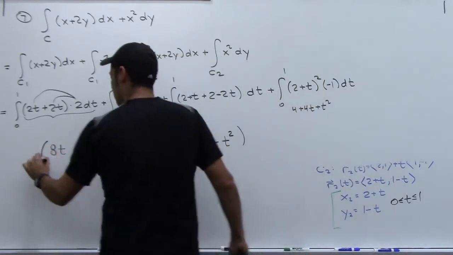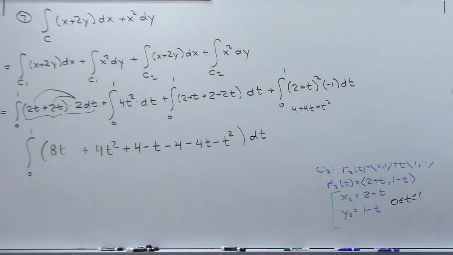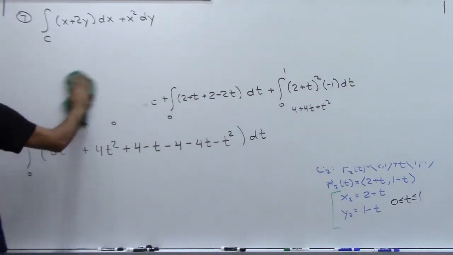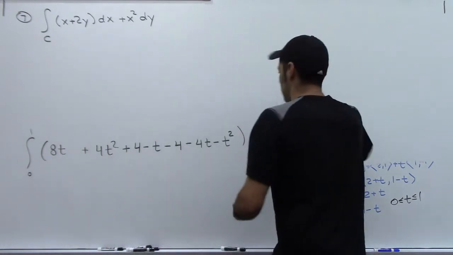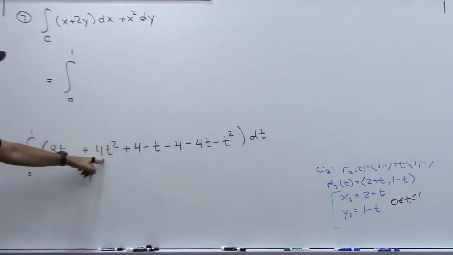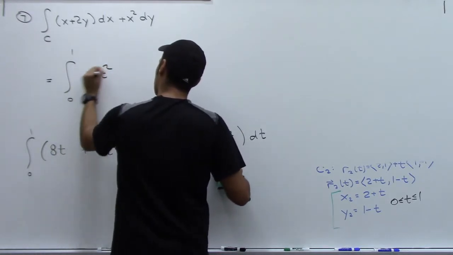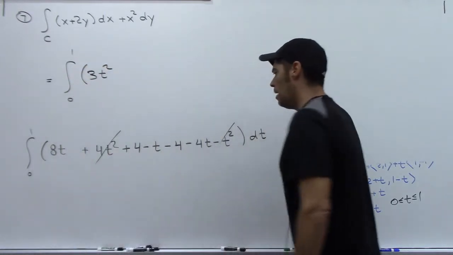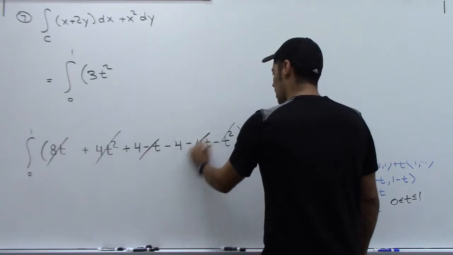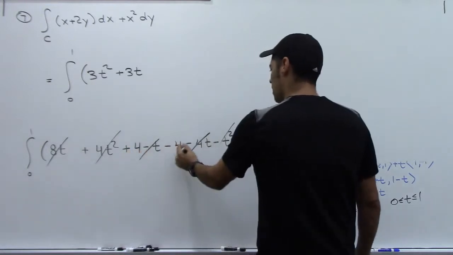That's all my t's now in one big integral dt. And I should be able to clean that up. Let's see, let's count my t squareds first. How many t squareds do I have? I've got 4t squared, take away 1t squared, that leaves me with 3t squared. How many t's do I have? 8 t's. Take away a t, 7 t's. Take away 4 more, we get 3t. And then 4, take away 4 is gone.